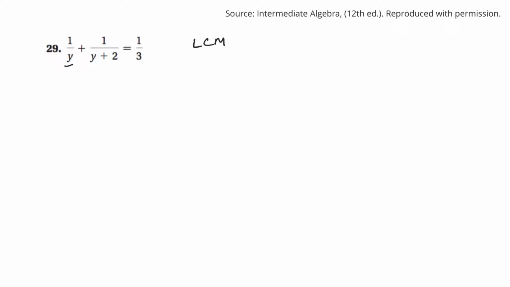So I need to have a y in it. I need to have a y plus 2, that would be a whole factor. And I need to have a 3. Let's put the 3 up front. So that would be my lowest common multiple. So I'll take each term and multiply by that.